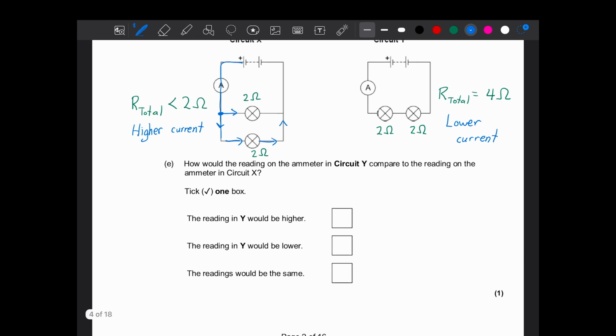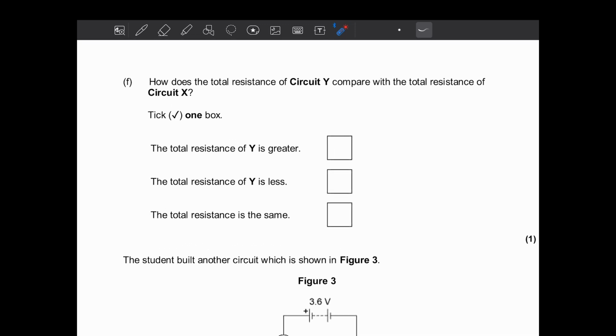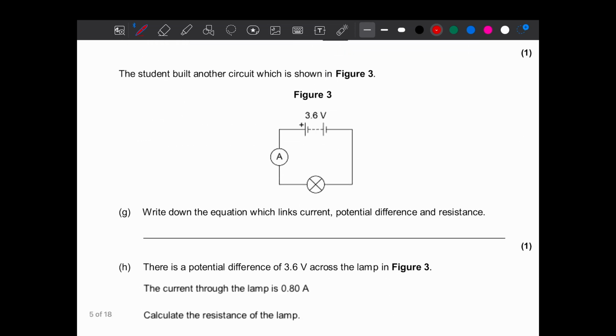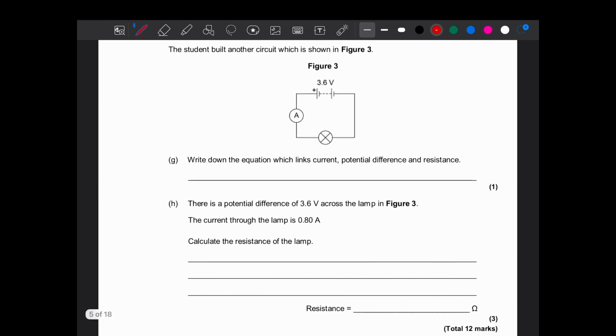We're going to then mark out our answer. The reading in circuit Y would be lower on the ammeter because current is lower, as we've stated over here. Moving on to the next question, how does the total resistance of circuit Y compare to the resistance of circuit X? The answer here is, of course, simply total resistance of Y is greater. We had to work that out to figure out the current anyway. Let's move on. If you'd like to pause the video to work this out, do it now.